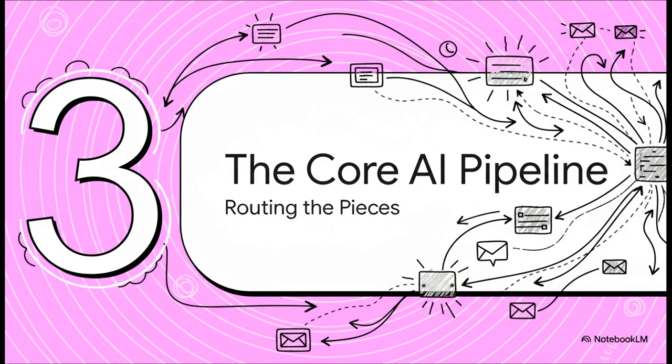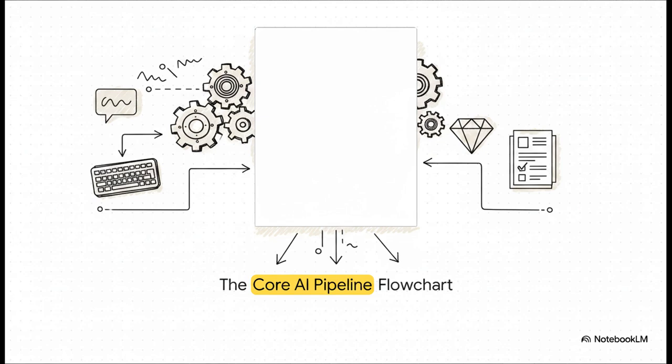Which brings us to part 3, the core AI pipeline. Once that prompt is built, the message has to actually travel through the system. Picture this massive flow on a full-screen whiteboard. This is the core AI pipeline, the absolute lifeblood of OpenClaw. It might look a bit complex at first glance, but we're going to reconstruct this flowchart piece by piece so you can see exactly how data moves from a raw input to a polished output.